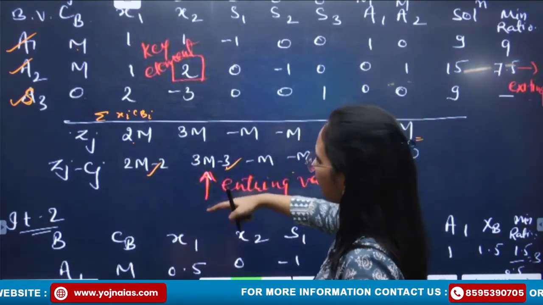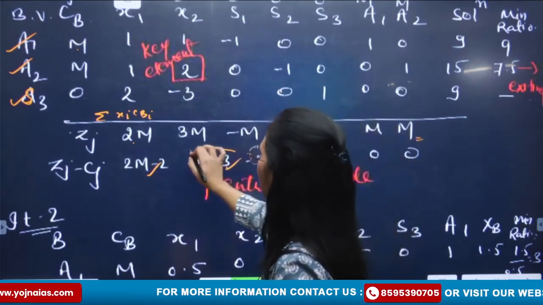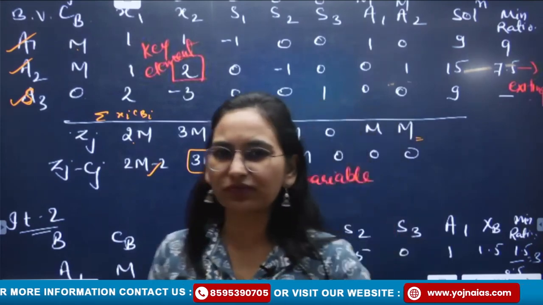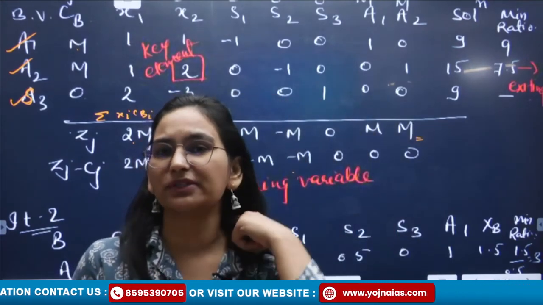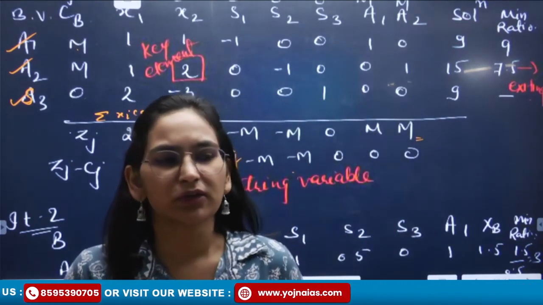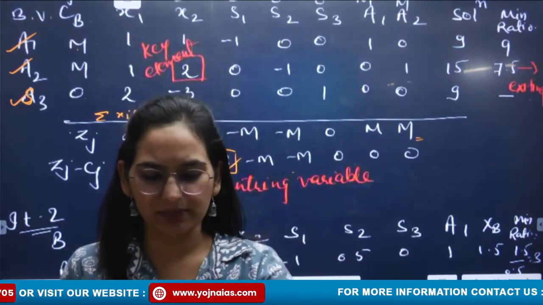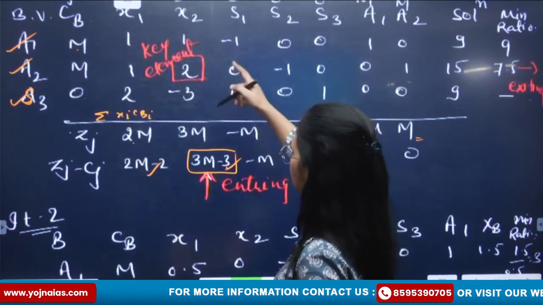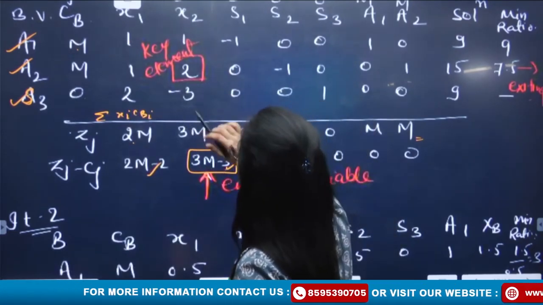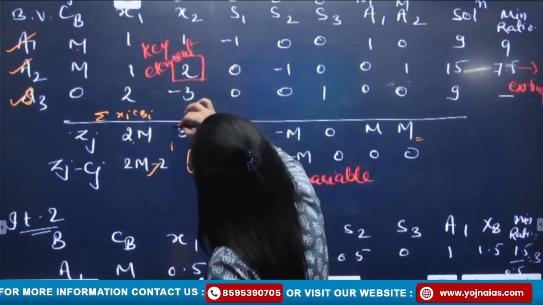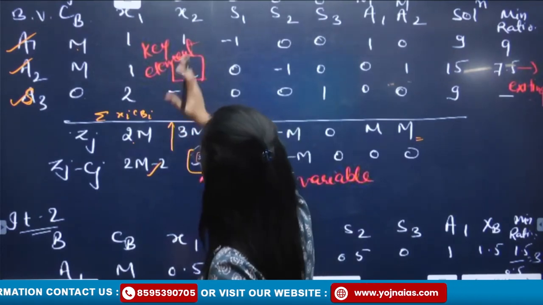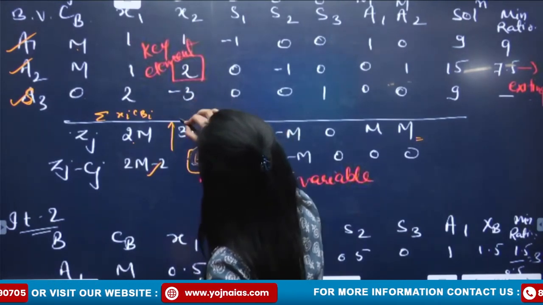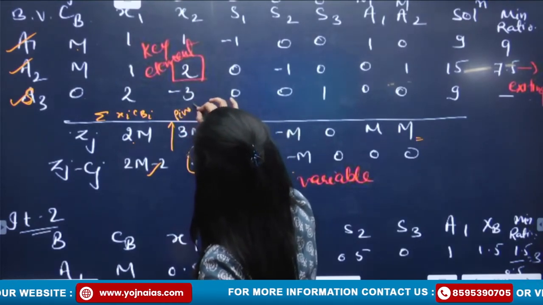We will enter a variable which has maximum value. So maximum here is 3m minus 3, because m is a very large number and any multiple which has a higher coefficient with m would give you the maximum number. Hai na? So this is maximum and you need to enter this. Ye enter karoge, then this is your pivot column. After finding out this entering variable, find out this pivot column. This is pivot column.